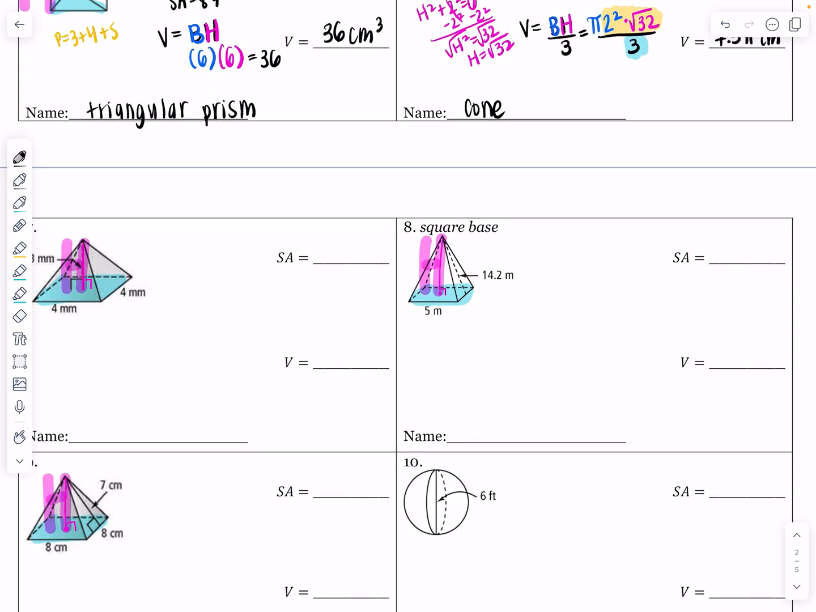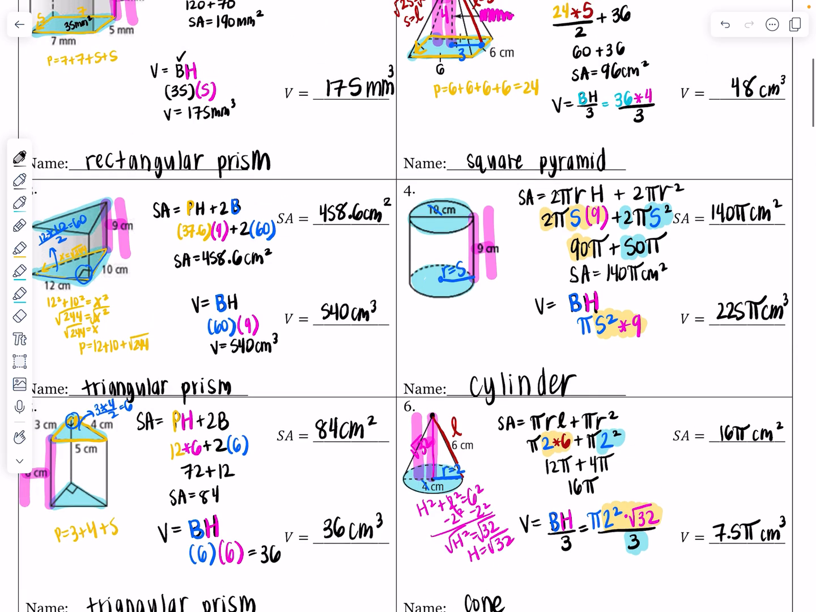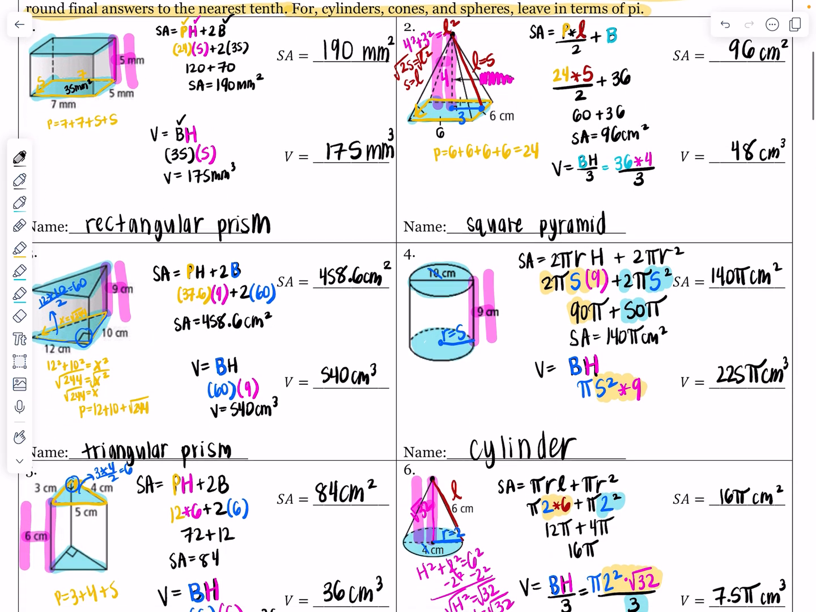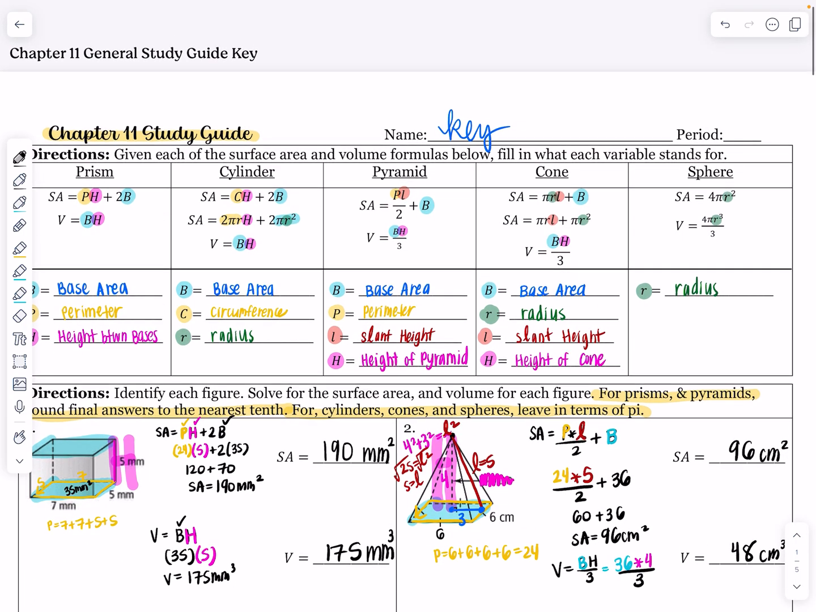All right, so I'm going to do a new video for this next page, but we're going to continue on. So finding the surface area and volume, don't forget your units, and please show your work. I'm wearing a t-shirt tomorrow that says, please show your work. So please show your work so we can give you partial credit.